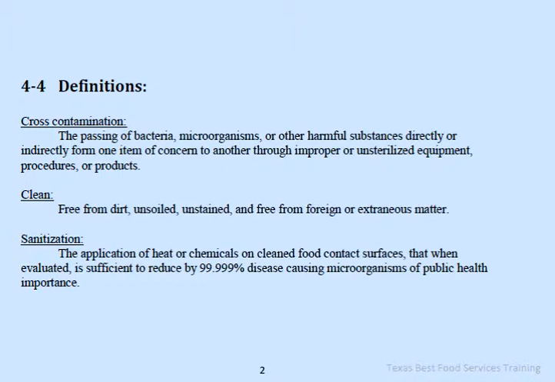Clean. Clean means free from dirt, unsoiled, unstained, and free from foreign or extraneous matter. Sanitization. Sanitization is the application of heat or chemicals on cleaned food contact surfaces that, when evaluated, is sufficient to reduce by 99.999% disease-causing microorganisms of public health importance.